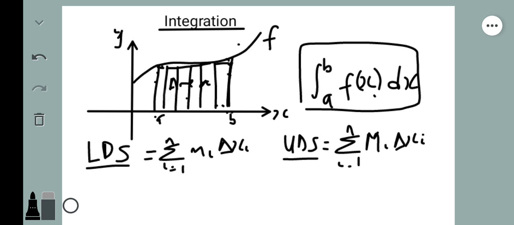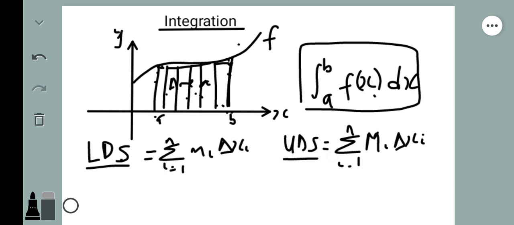So the lower Darboux sum is dealing with the rectangles here. The upper Darboux sum is dealing with rectangles here. Now, the problem we are trying to solve is to find the area of this portion, and the area of this portion is given as this formula. This formula is gotten from the concept I'm now introducing. Are you getting the logic now?